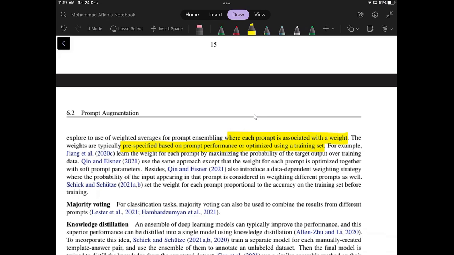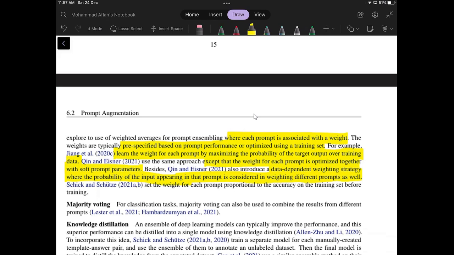For example, Jiang et al. learn the weight for each prompt by maximizing the probability of a target output over training data. Qin and Eisner 2021 use the same approach, except that the weight for each prompt is optimized together with soft prompt parameters. Besides, Qin and Eisner 2021 also introduced a data-dependent weighting strategy where the probability of the input appearing in that prompt is also considered in the weighting of different prompts. I guess this probability is just learned from the training set.